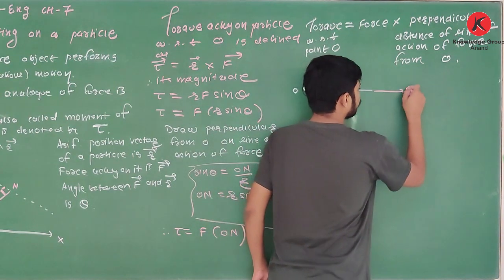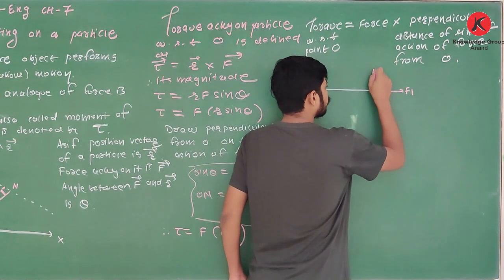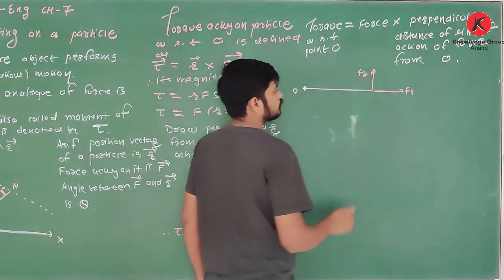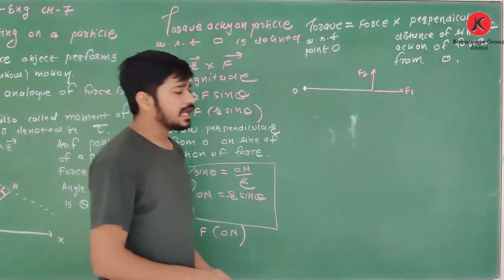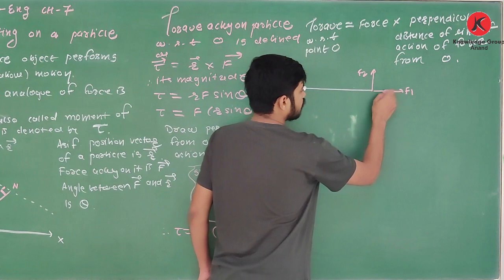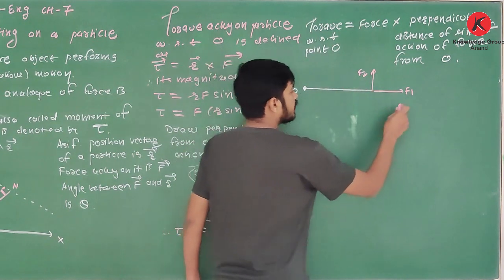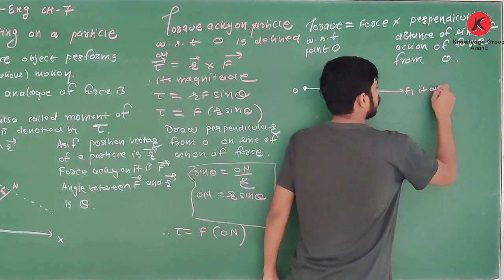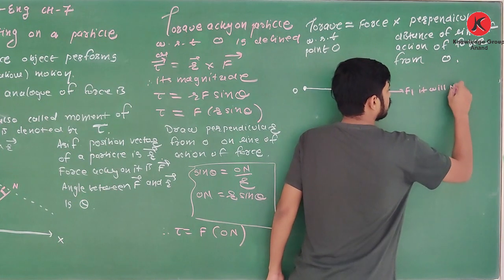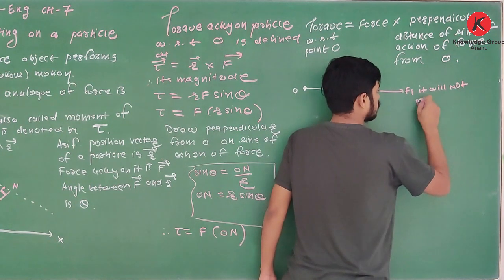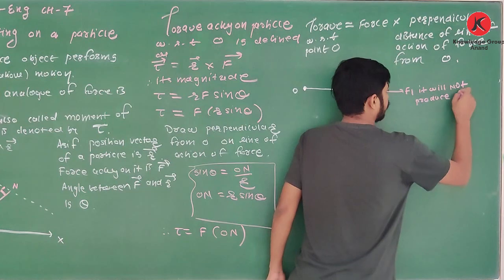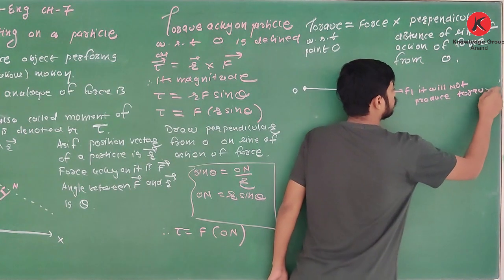First force F1 like this. Second force F2 like this. Okay, so see, as this F1, its line of action is passing from the point, it will not produce torque.